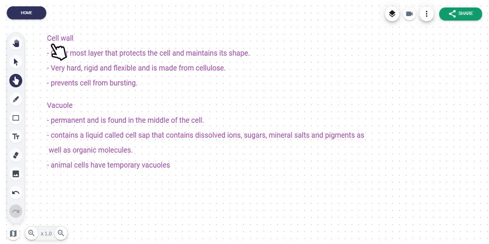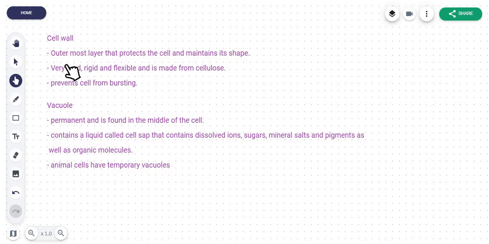This is very small, and there's no need to spend too much time studying the details of this. In fact, they don't teach you this at all, but I'm still teaching you guys, okay? The cell wall is the outermost layer of the plant cell that protects the cell and maintains its regular rectangular shape.